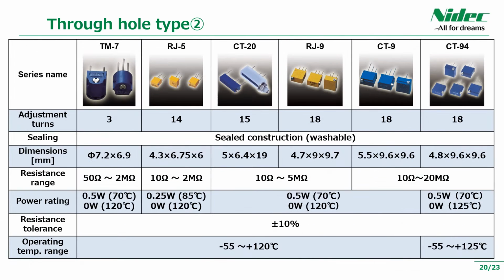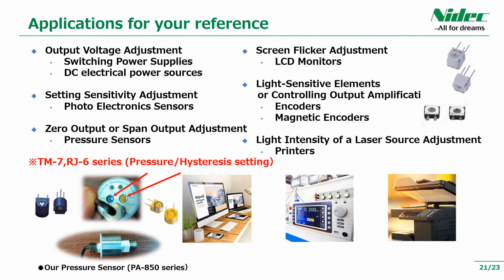Next is through-hole type multi-turn products. The higher the number of turns, the finer the adjustment becomes possible. This is an example of an application. Please use this slide for your reference since it can be used in a wide variety of ways. When it comes to specific examples, it is generally used for pressure setting of pressure sensors and hysteresis setting. It is also used for voltage adjustment of switching power supplies and for fine adjustment of flicker on the monitor screen.